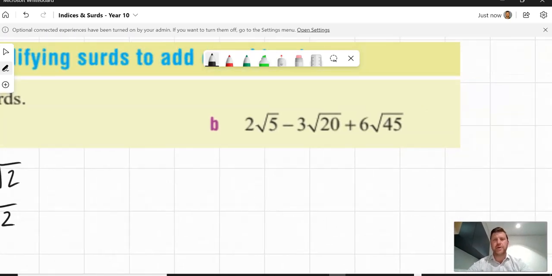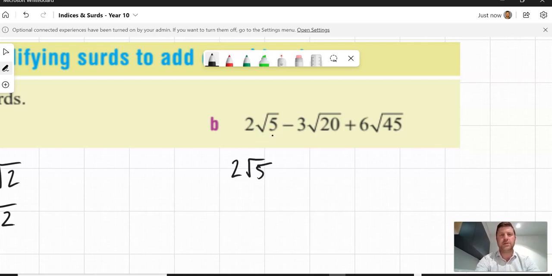This next one's a little bit trickier. It's got 3 surds there. I'm going to go through the process of trying to simplify them. The square root of 5 can't be simplified, or 2 root 5 can't be simplified. Again, 5 is a prime number, so there are no square factors there, so that stays the same.